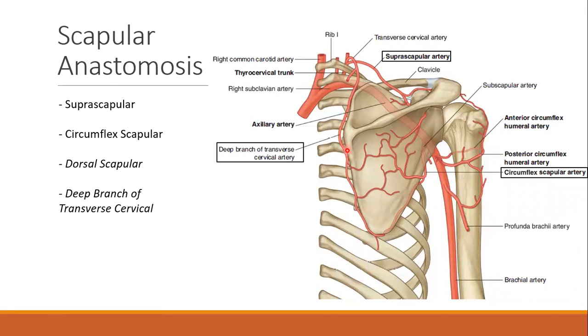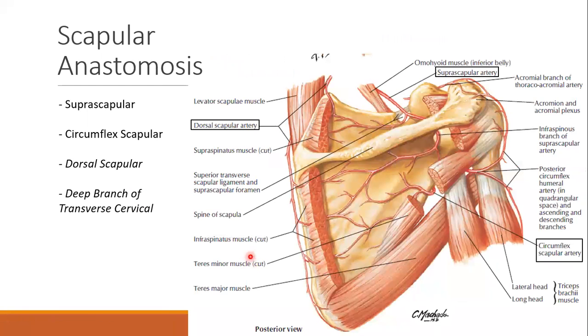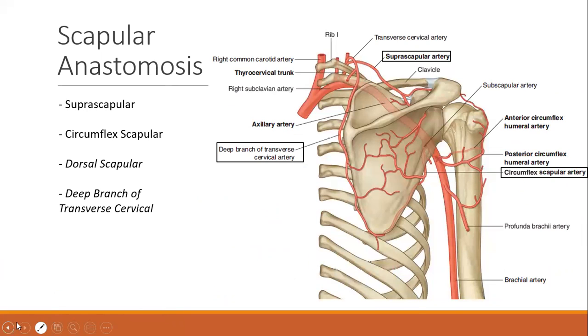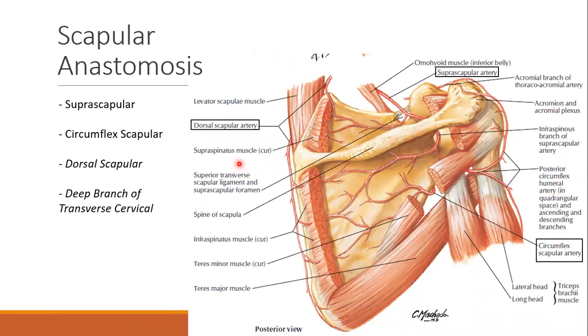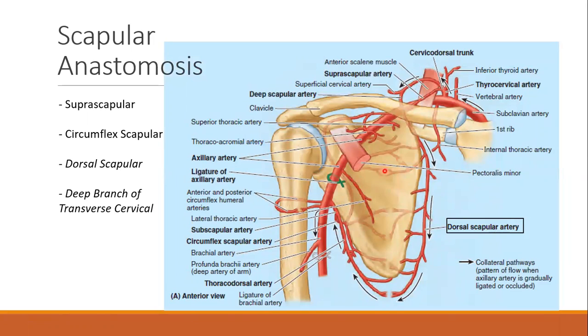Now, depending on what source you use, some people will say that it is the deep branches of the transverse cervical artery that contribute to the anastomosis around the scapula, or the dorsal scapular artery. So just go with whatever your professor wants. This picture was from Gray's Anatomy, this picture was from Netter, and this picture is from your Moore textbook. So ask your professor which one they want you to know.